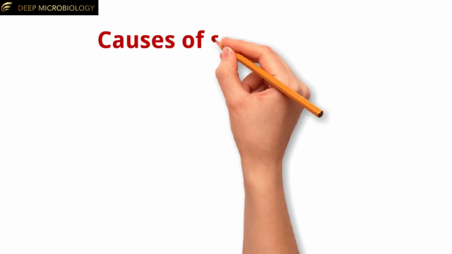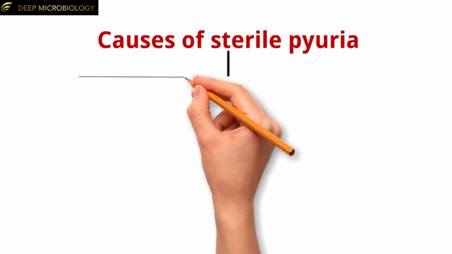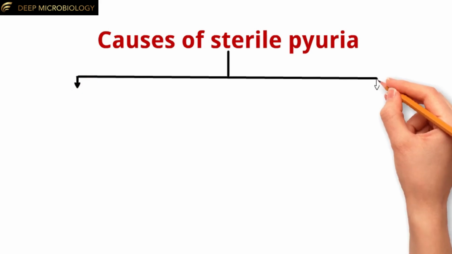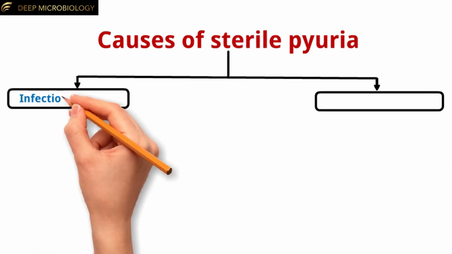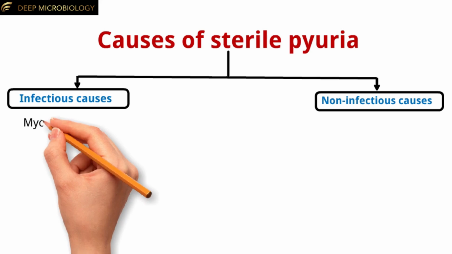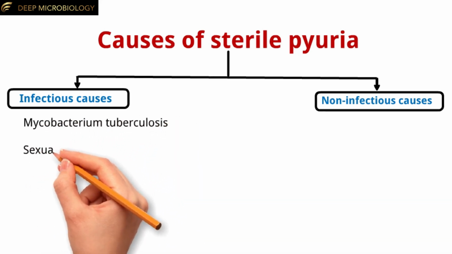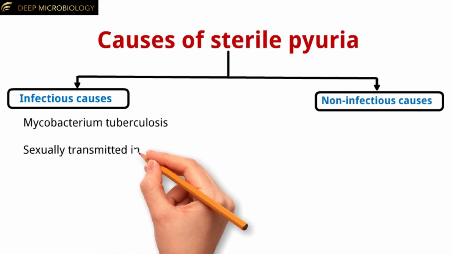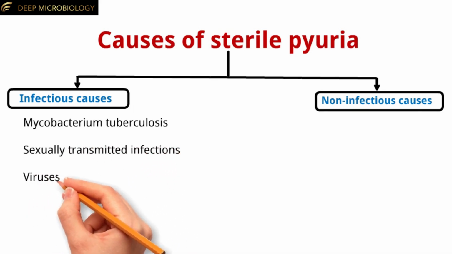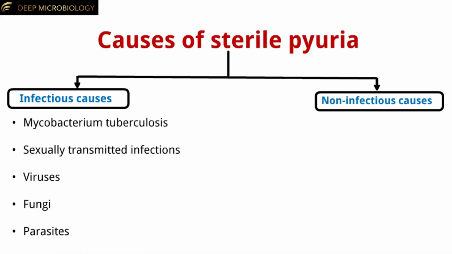What are the causes of sterile pyuria? It can be categorized into infectious and non-infectious causes. Infectious causes include Mycobacterium tuberculosis, sexually transmitted infections such as Chlamydia trachomatis, Neisseria gonorrhoeae, viruses like HIV and herpes simplex virus, fungi such as Candida, Cryptococcus, and parasites like Schistosoma haematobium.